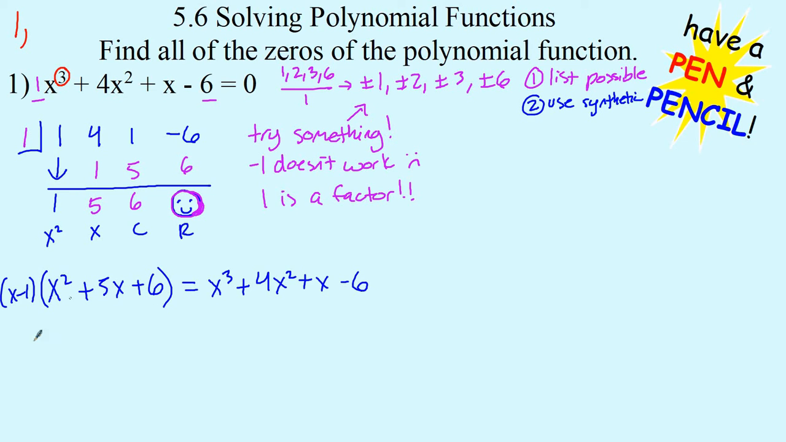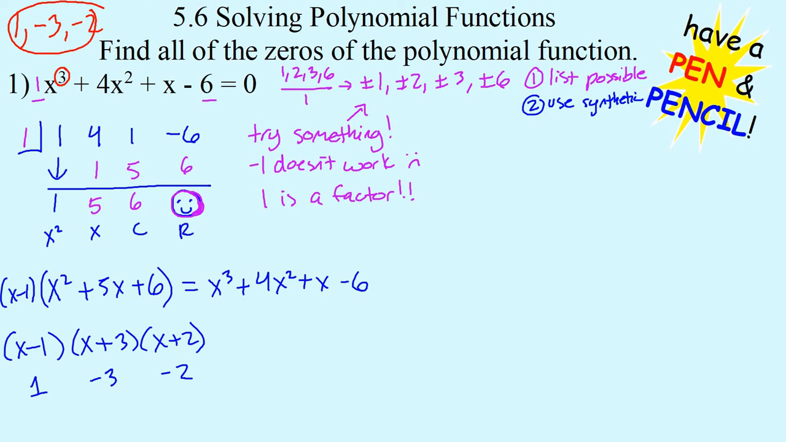Well, we can actually keep factoring that. We have that x minus 1, but this one can factor to x plus 3, x plus 2. So if this is it in completely factored form, my roots must be positive 1, negative 3, and negative 2. So my answers are 1, negative 3, negative 2. Ooh, that was a rough circle. That's the solutions to this problem.